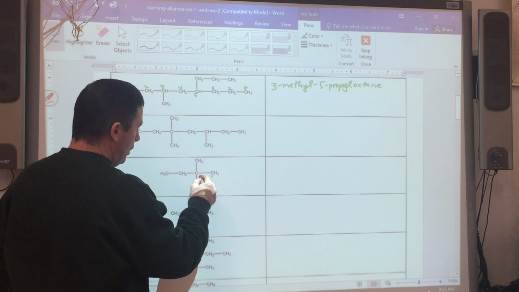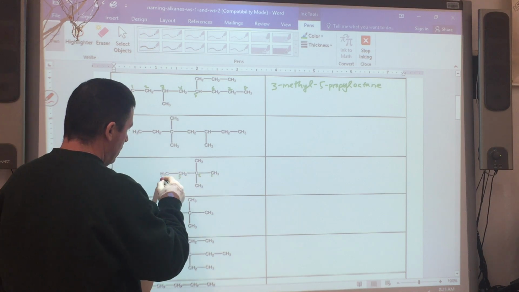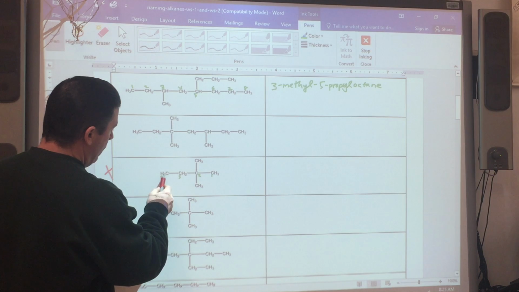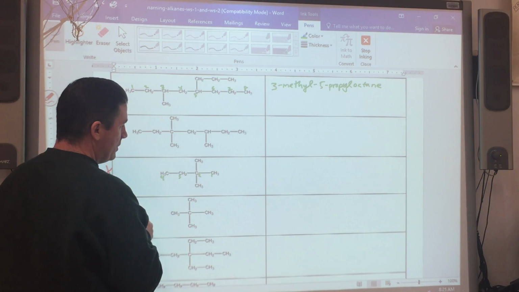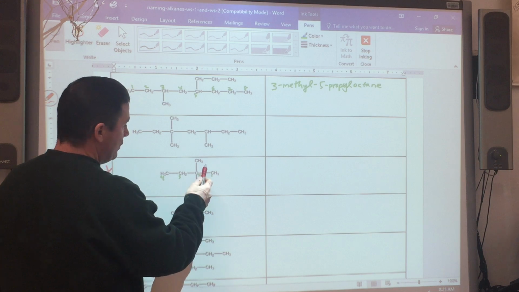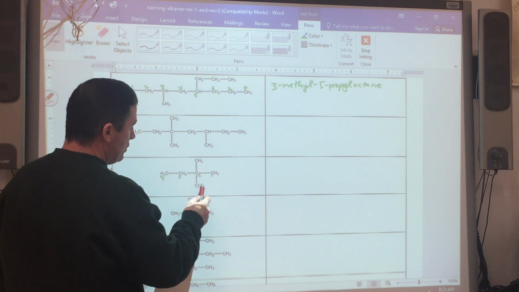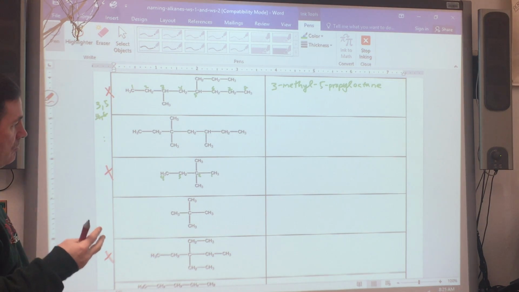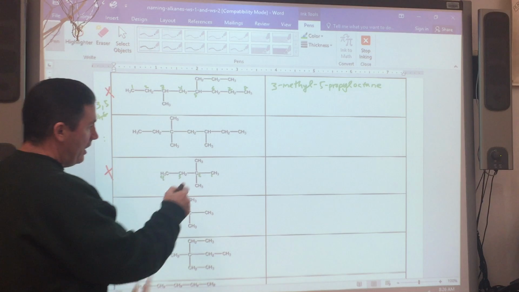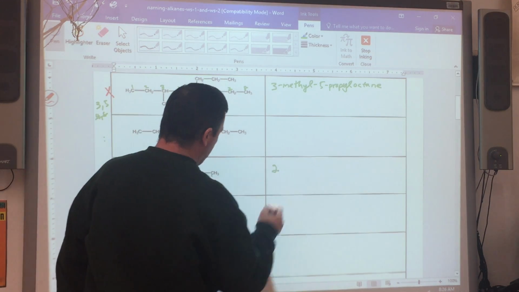So I'm going to go 1, 2, 3, 4. That 4 should be on the carbon, of course. So 1, 2, 3, 4 carbons. So what do I have as substituents? A CH3 and a CH3. So I've got 2 of them. All right, so I've got 2.